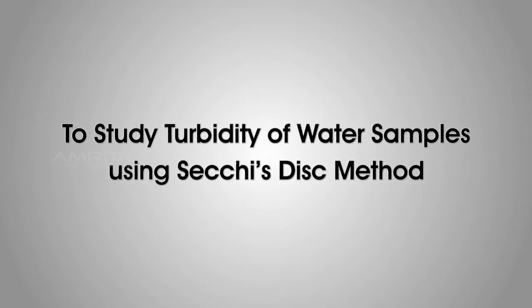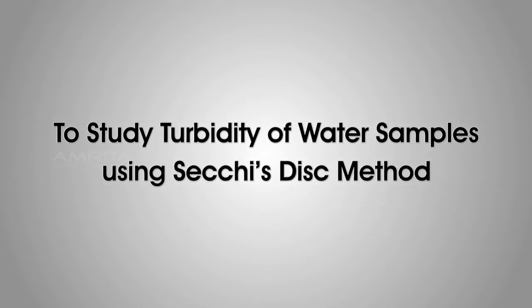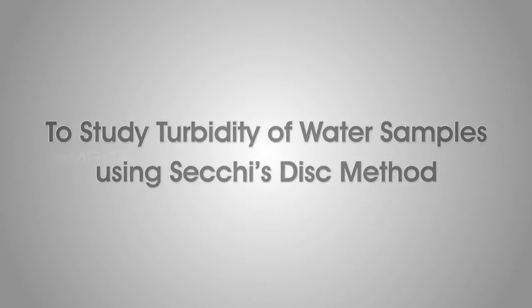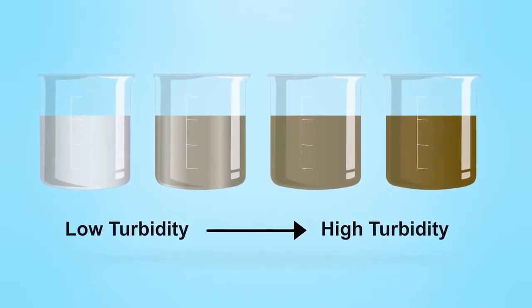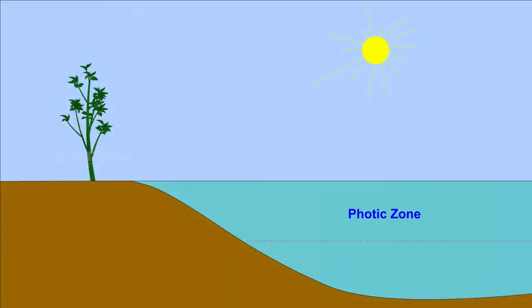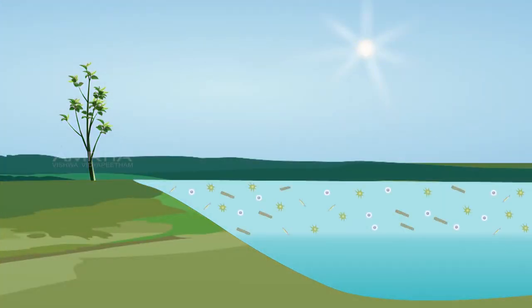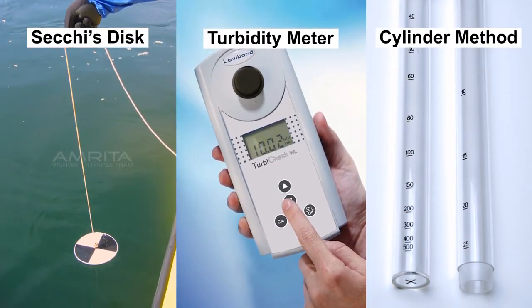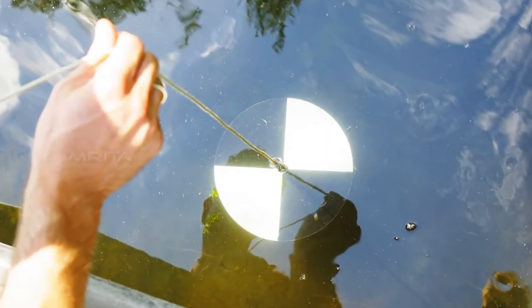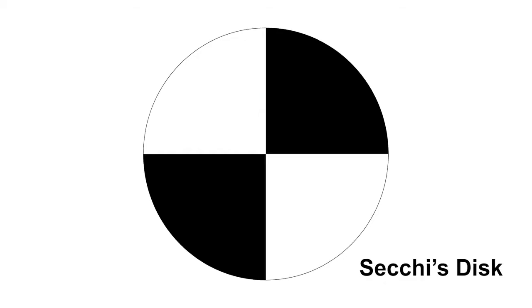To study the turbidity of water samples using Secchi's disk method. Turbidity is the measure of the relative clarity of a liquid. Turbidity of the water body determines the depth to which light can penetrate and thus affects the distribution and photosynthesis of phytoplankton and microphytes. Turbidity can be measured using several methods. The easiest and least expensive method is through a Secchi's disk.